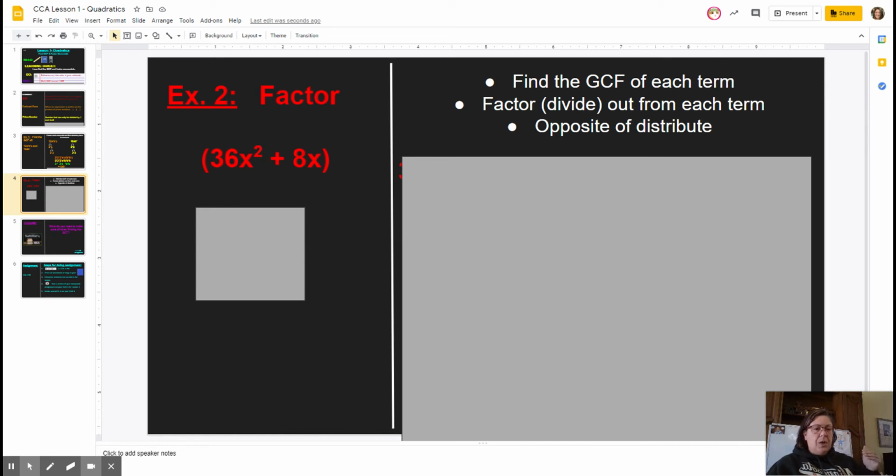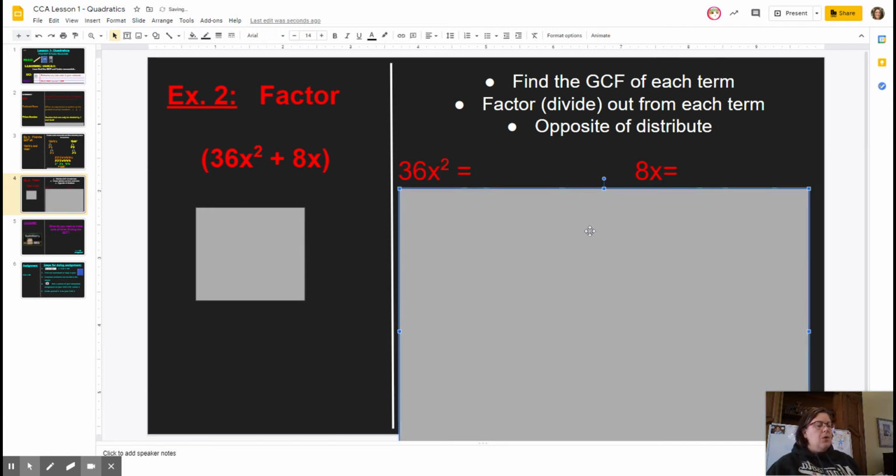The distributive property says we're going to multiply what's outside the parentheses. Well, in this case, there isn't anything outside the parentheses, so you're going to divide or take that GCF out. So these are your steps. Find the GCF, factor or divide it out, and then do it exactly like we do with the distributive property. We're going to take that binomial and split it up into its 2 parts, and find the greatest common factor between 36x squared and 8x.